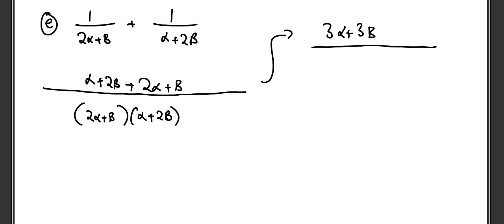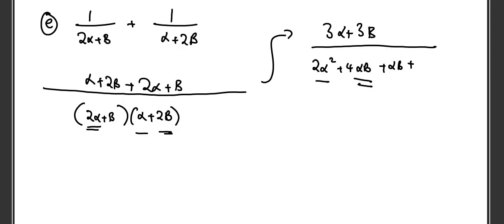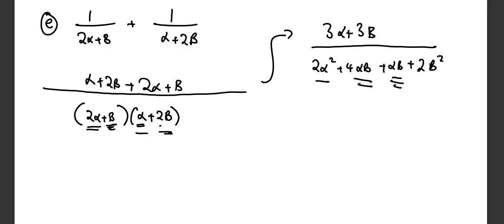Then down you just get your 2 alpha squared. When you multiply, then you get your 4 alpha beta, then you get your alpha beta, then you get your 2 beta squared, because we are multiplying the first thing. So we multiply 2 alpha with alpha, that's this. Then you're multiplying 2 alpha with 2 beta, that's this part here. Then now we're multiplying beta times alpha, that's the alpha beta here. Then you need beta times 2 beta, so that's going to be a 2 beta squared. So this is what we get.